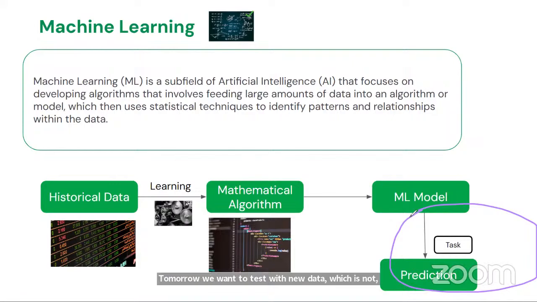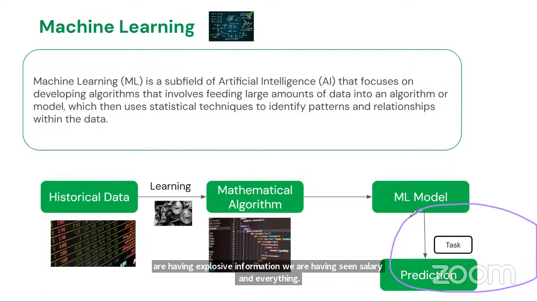You're training with existing customers, but tomorrow a new customer will come. And that new customer, we don't know whether he'll purchase or not. But we have his personal information, we have his age, salary, and everything. So based on that, we are trying to predict whether he's purchasing or not. That is our main goal, right?